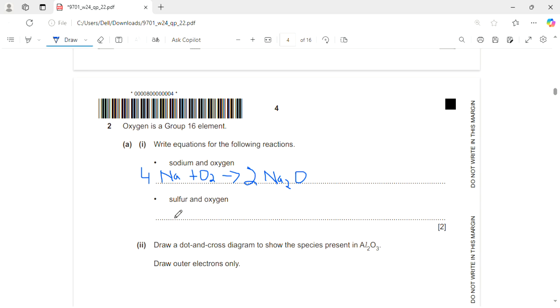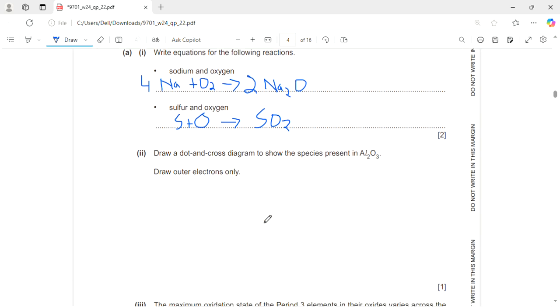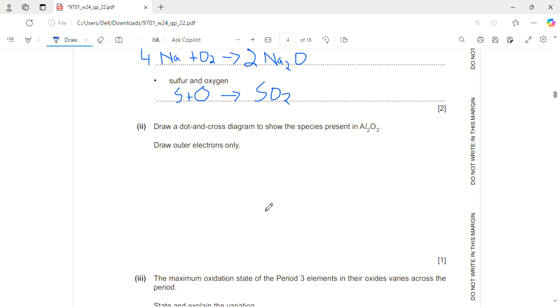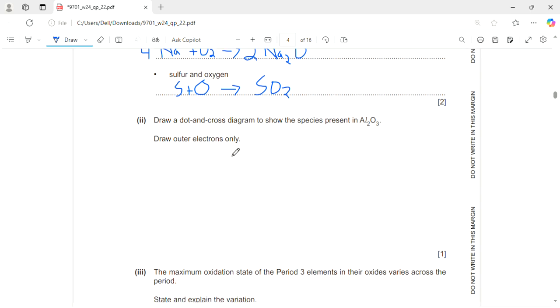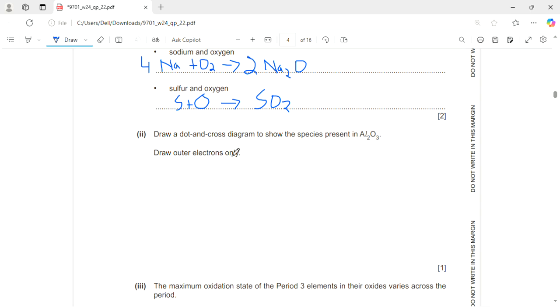What about the sulfur and oxygen? Sulfur plus oxygen. What we will get? Sulfur dioxide, SO2. We can also get the sulfur trioxide, but it's time consuming, so we just draw sulfur dioxide. Balance the equation. It is a balanced equation. Okay.